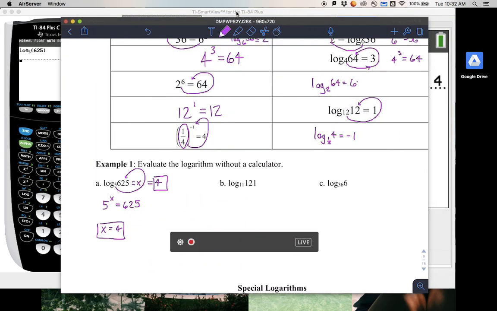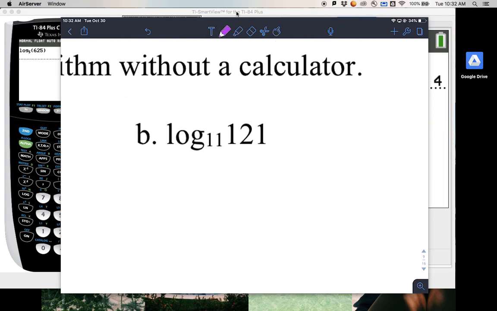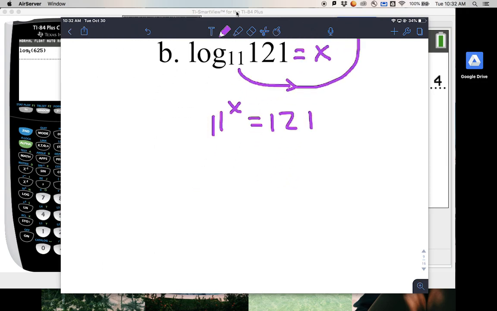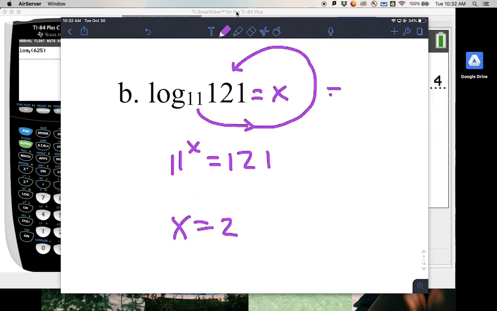So let's go ahead and continue with the next one here. I think this one will be a little bit easier. Once again, set it equal to x, switch forms. I'm going to go 11, always go towards the equal sign. 11 raised to x equals 121. If I'm doing 11 raised to something, x would have to be 2 in this case. 11 squared would equal 121. So we'll say that this whole thing simplifies down to 2.